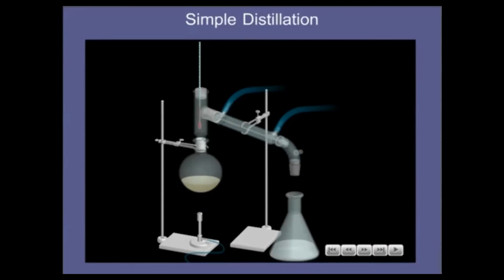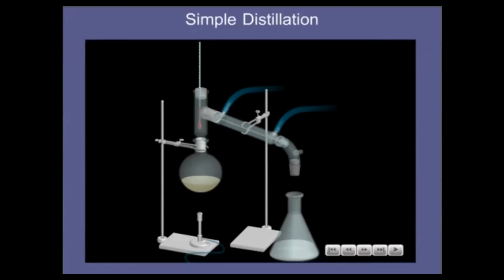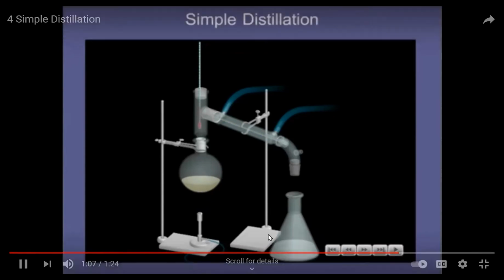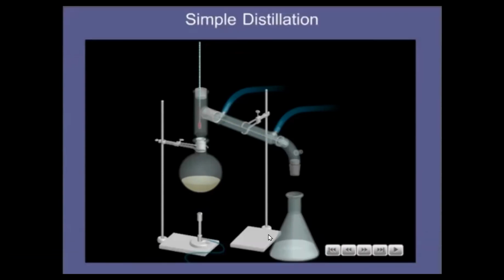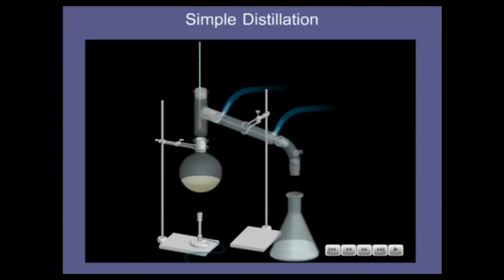A liquid can easily be separated from non-volatile contaminants by using a simple distillation apparatus such as this one. Since the non-volatile components in the distillation flask will not evaporate, the vapors and the resulting condensate will be pure. This animation indicates that the temperature of the vapors measures the boiling point of the liquid. What exactly does boiling point mean?